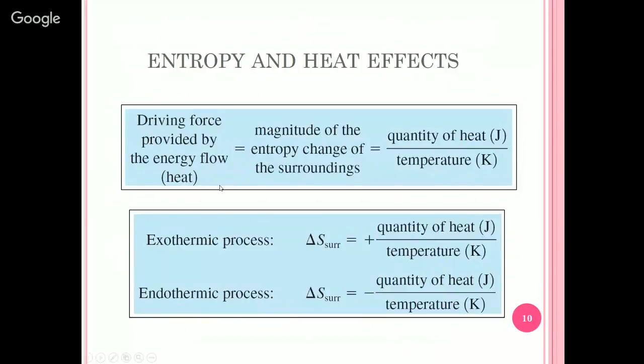Our driving force is provided by the energy flow. The magnitude of the entropy then depends on the temperature. For an exothermic process, the entropy of the surroundings is increasing because the energy is leaving the system, going into the surroundings, which means that those molecules are getting more excited and are moving around. Vice versa, an endothermic process means that the surroundings is losing the energy and giving it to the system. Therefore, those surrounding molecules are quieting down. They're not moving around so much because they've lost some of their energy. Therefore, entropy is decreasing.